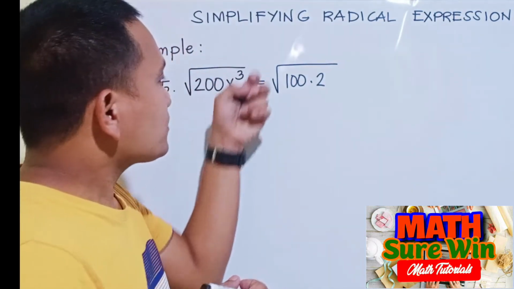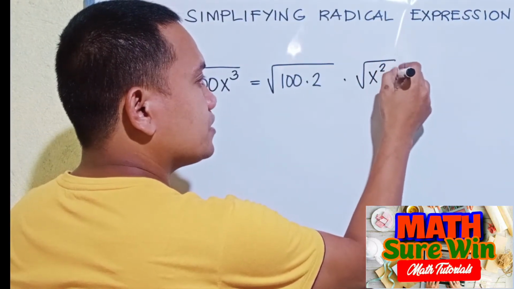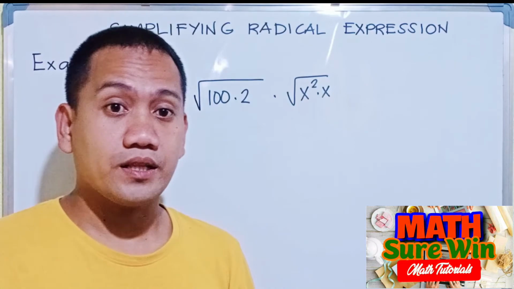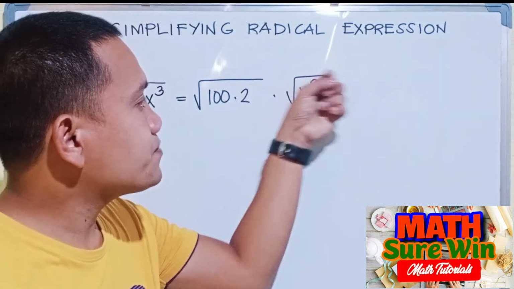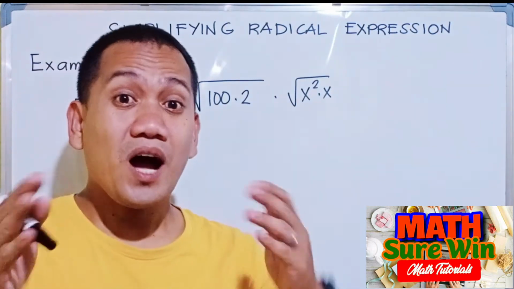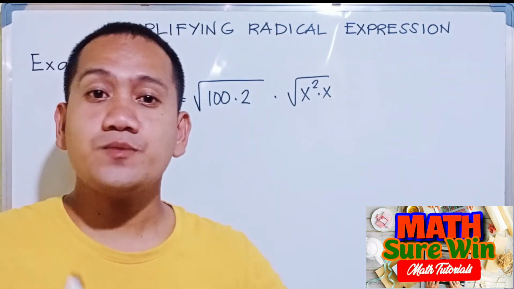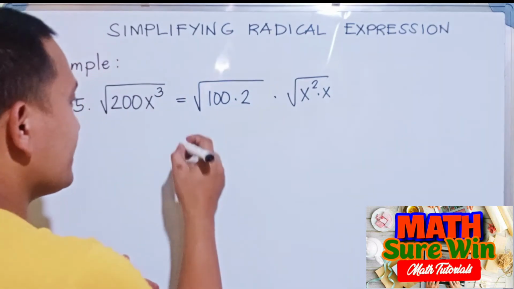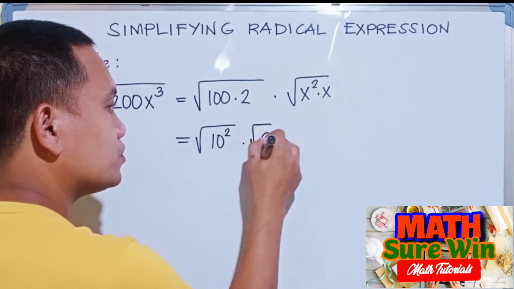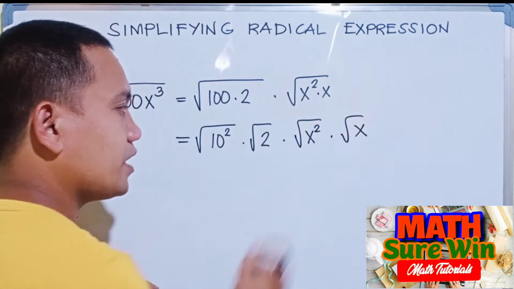On the other hand, possible factors of x cubed would be x squared times x. In this case, we are simply applying the product of powers in the laws of exponents, wherein we just add the exponents of our given variable as we multiply them. So how will we simplify now this given radical expression? Here, we will write the exponential form of 100, and that is 10 squared. Then copy square root of 2 times square root of x squared times square root of x.